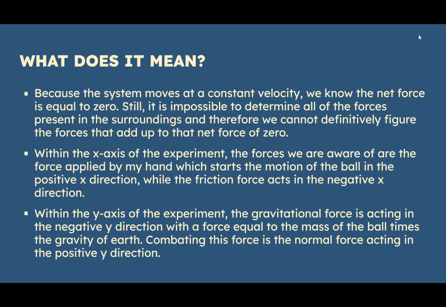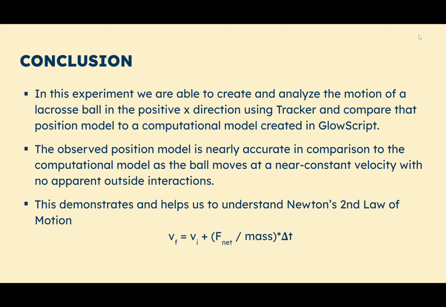What does it mean? Because the system moves at a constant velocity, we know the net force is equal to 0. Still, it's impossible to determine all the forces present. Within the x-axis of the experiment, the forces we are aware of are the force applied by my hand, which starts the motion, and the friction force, which acts against this motion in the negative x direction. Within the y-axis of the experiment, the gravitational force is acting in the negative y direction with a force equal to the mass of the ball times the gravity of the Earth. Combating this force is the normal force acting in the positive y direction.